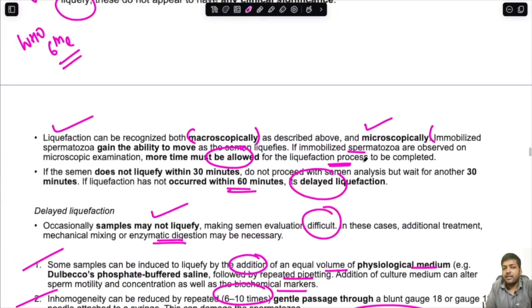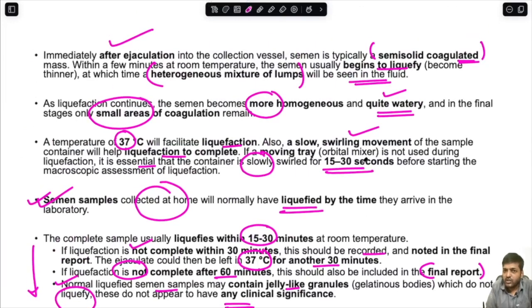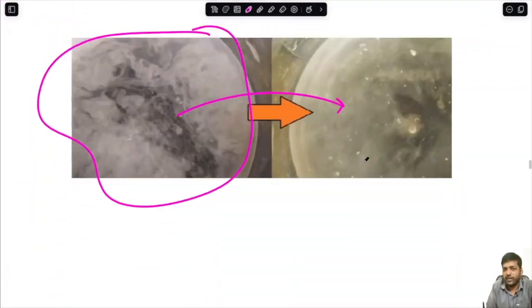So this is very, very important to understand. Semen will become more homogeneous and quite watery. Okay, this is very important. This is a sign of liquefaction.